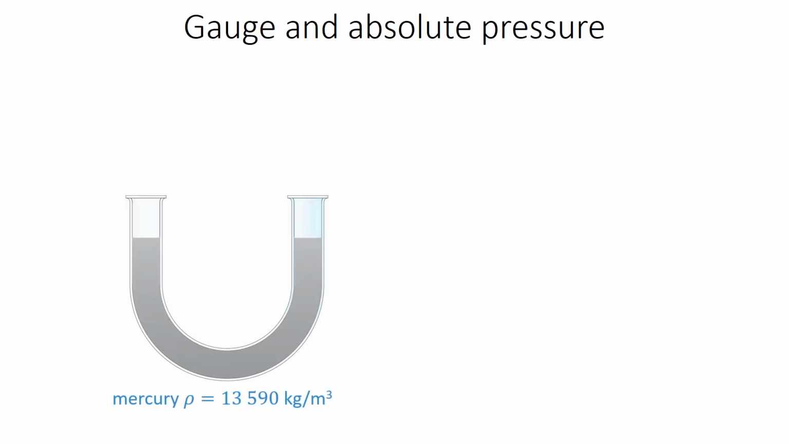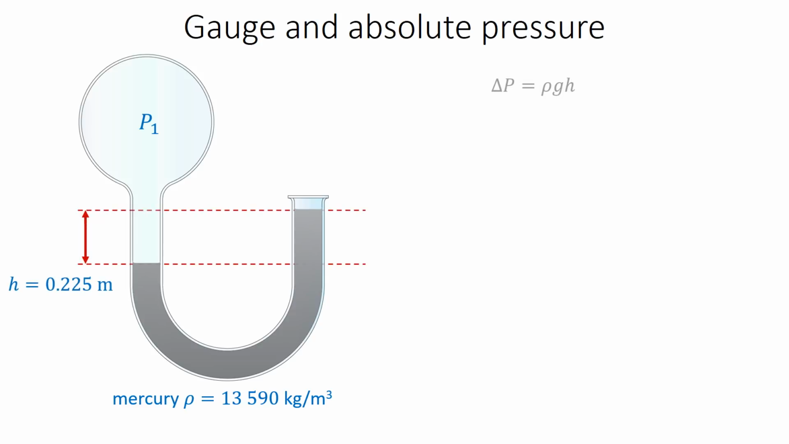Using a tube filled with liquid, we can measure pressure differences between the ends of the tube. If we connect one end to a gas, we can calculate the pressure P1 using our relationship. Now, keep in mind delta P here is a pressure difference. What we have is a measurement of the pressure P1 relative to some reference.